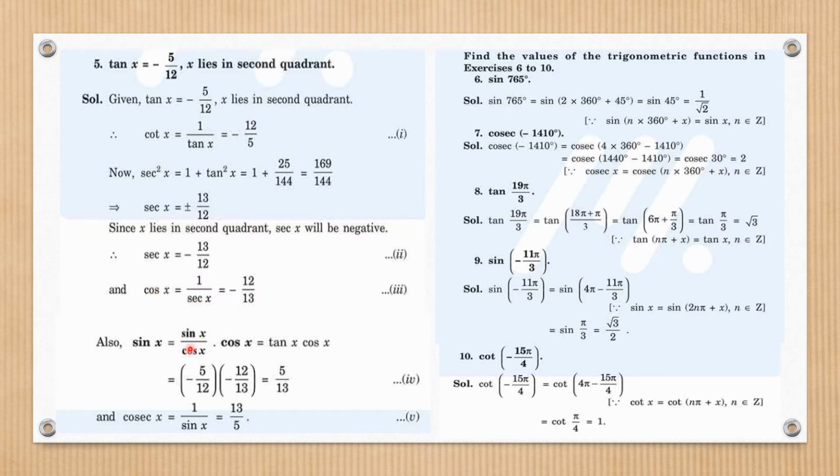Then sine can be calculated as sine by cos into cos, or you can use root 1 minus cos square x, that way also it can be done. So it is 5 by 13, and cosecant is 13 by 5.